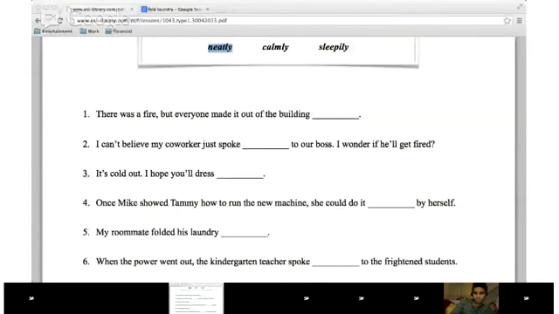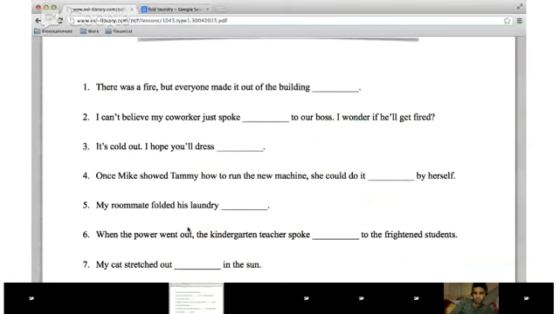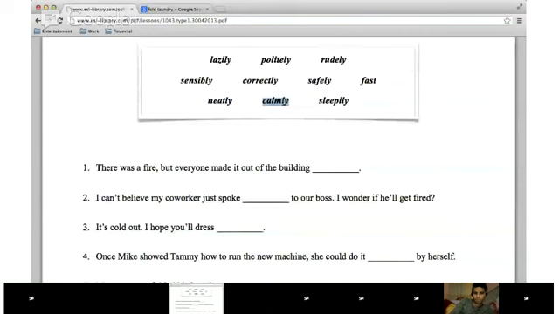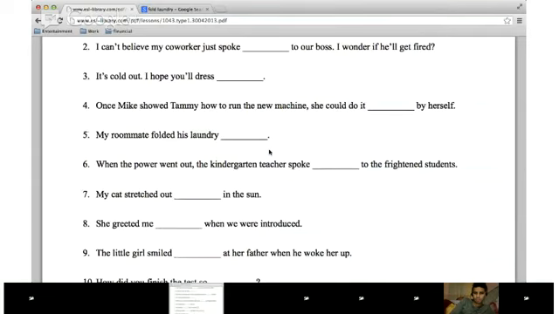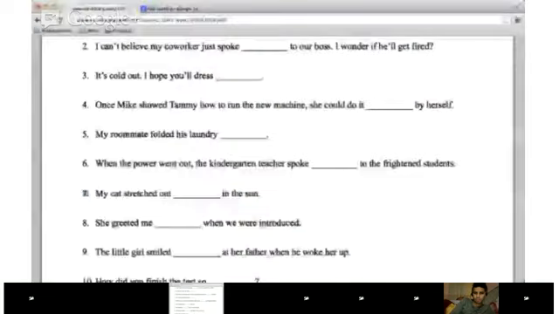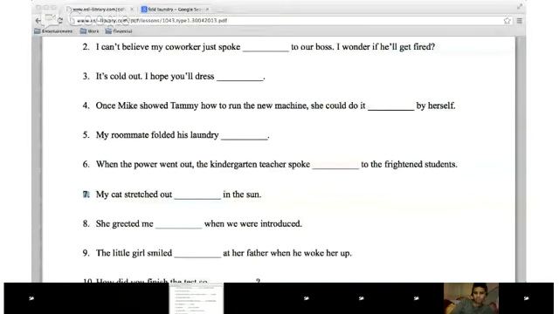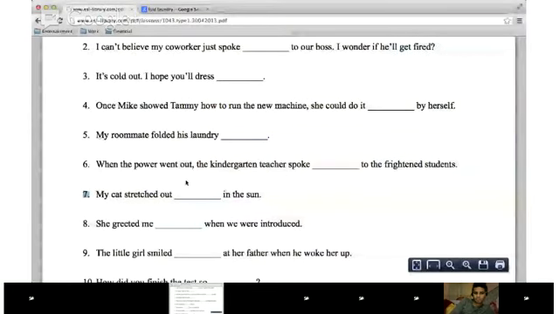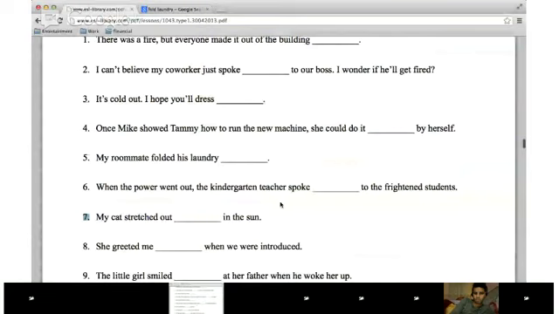Number 6 is for Carlos. When the power went out, the kindergarten teacher spoke sharply to the frightened students. Good, yes. So he would speak calmly to the frightened students. Calmly. That's to calm the students down. Okay, great. How about number 7? And 7 is for Bobby. My cat stretched out lazily in the sun. There you go. Lazily, to stretch out lazily in the sun. Very good. Okay, excellent job.